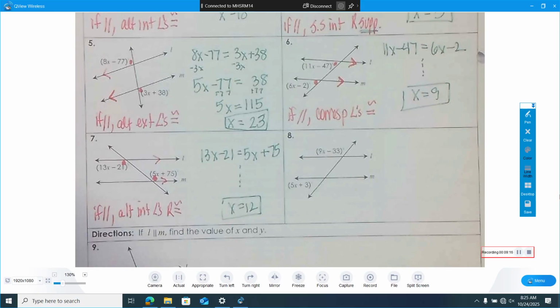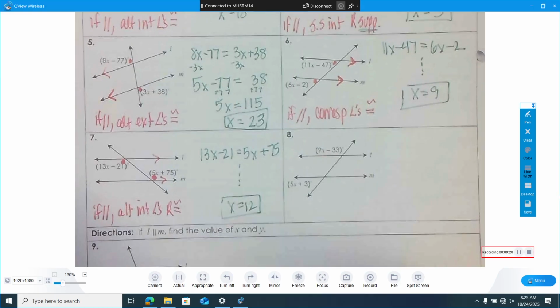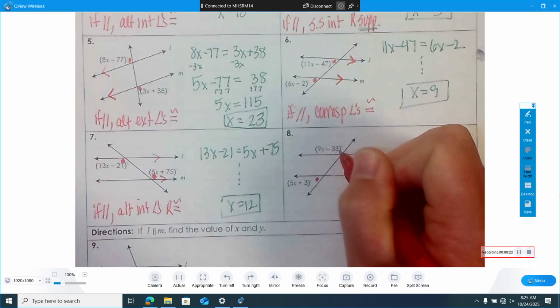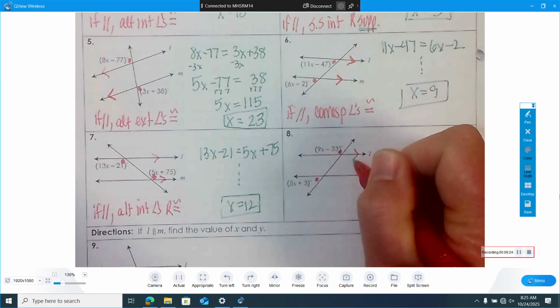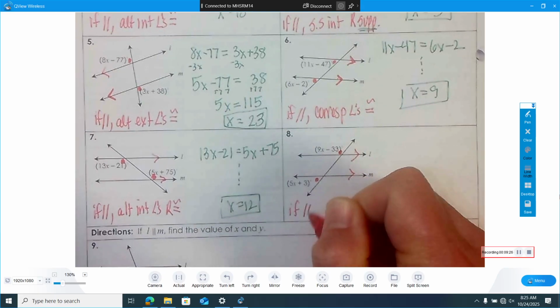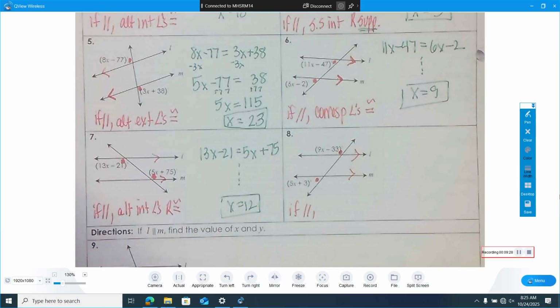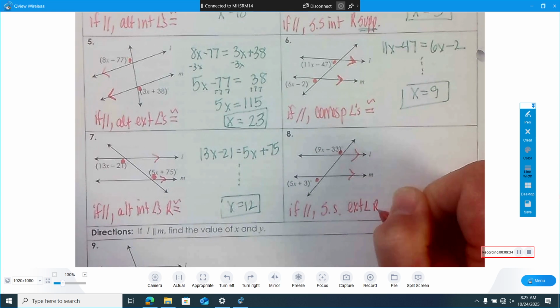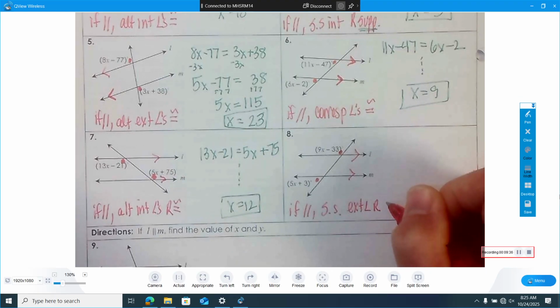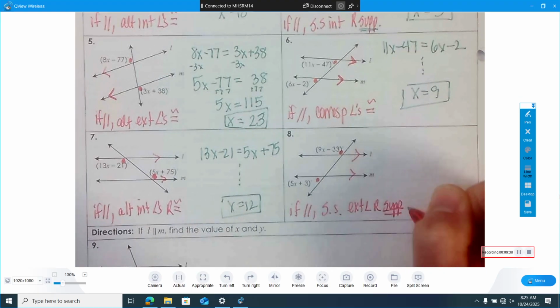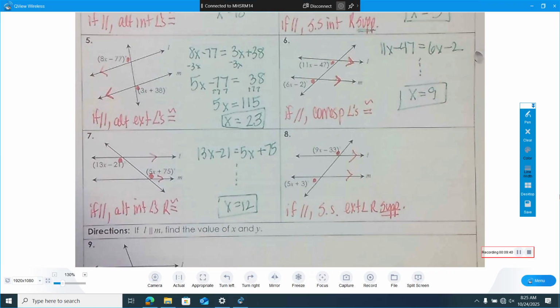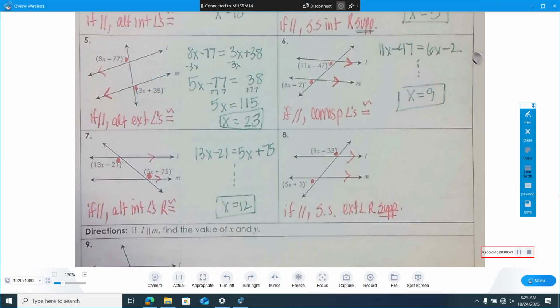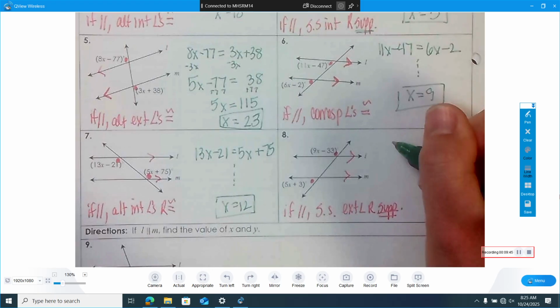And let's see. Number 8, we have a couple of angles here. We have parallel lines, and if parallel, there would be same side exterior. Good. Same side exterior angles are supplementary. Very good. All right, beautiful. So same side exterior are supplementary. So what can we write?